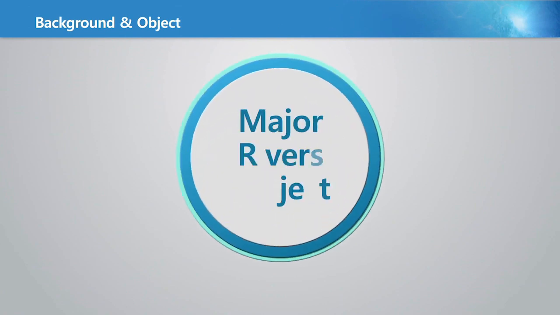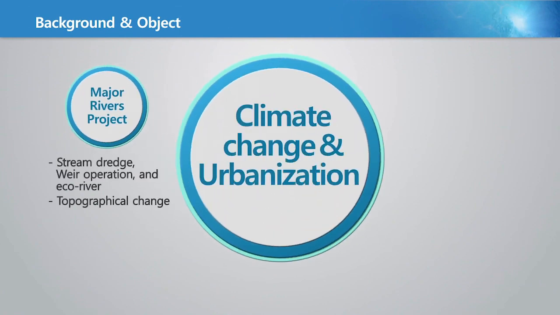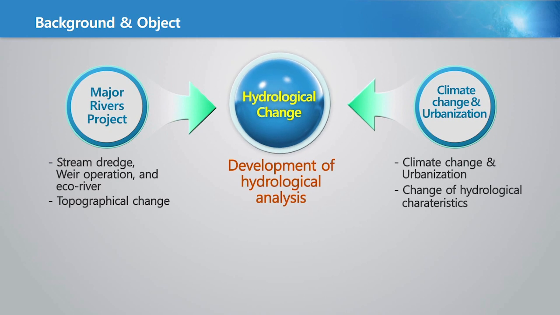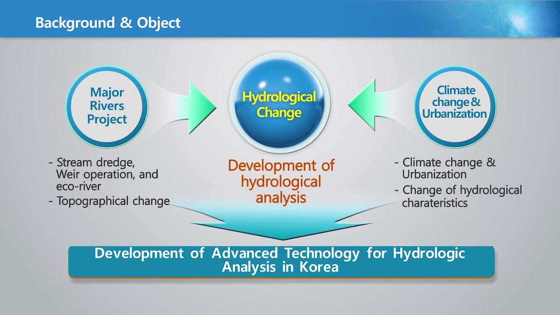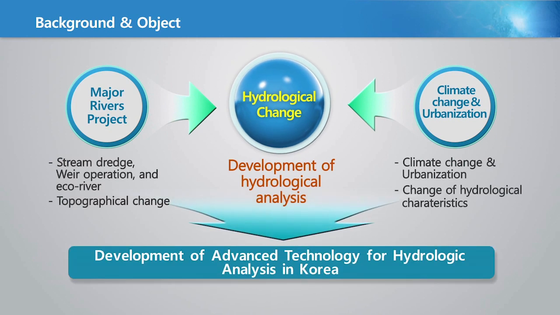Four major river project has changed hydrological environmental such as stream dredge, weir operation, and topographical change. Also global climate change and urbanization, which affect hydrological characteristics, has changed hydrological environmental. So now, we need development of hydrological analysis methods with advanced technology for these changed environment.